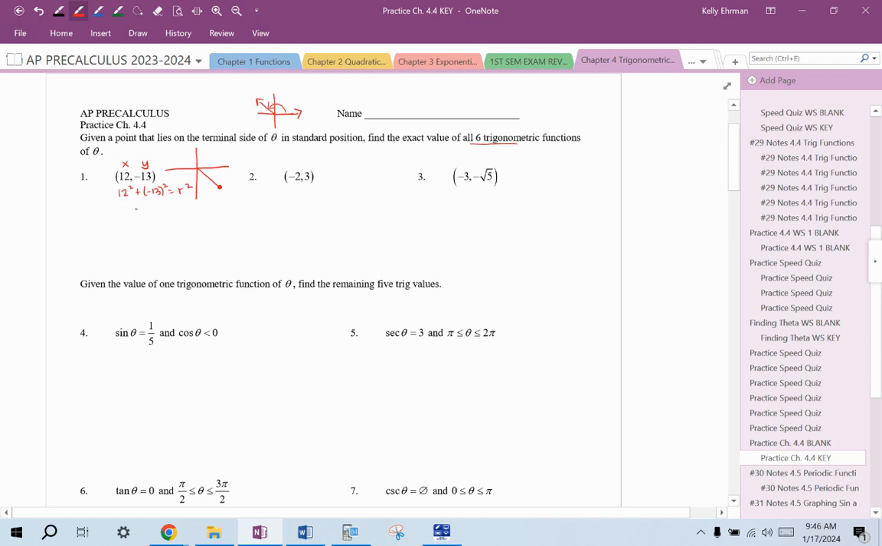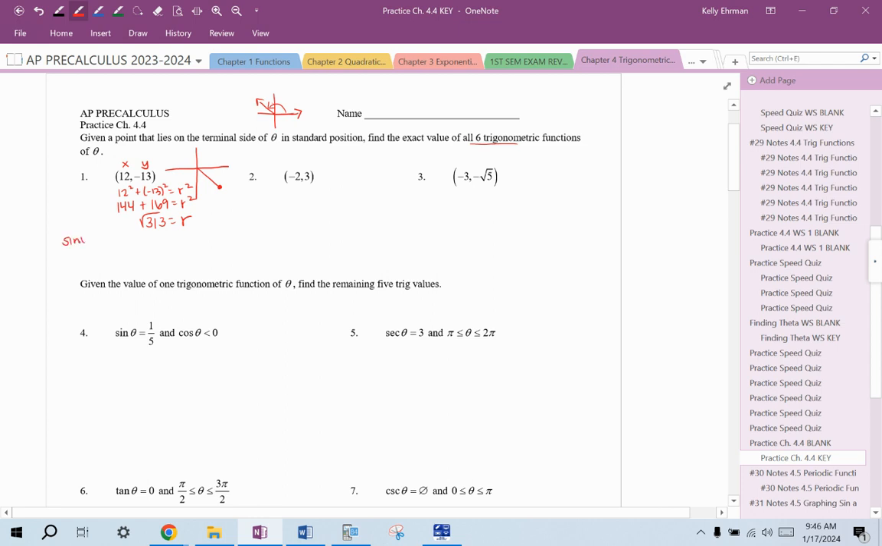Oh gosh, this is kind of a large value. I was thinking this was a triple, but that would be if r was 13. So anyway, 12 squared plus 13 squared, 144 plus 169, is r squared. So 313, the square root of that, will be r. Okay, and then we need to find all 6 trig functions.